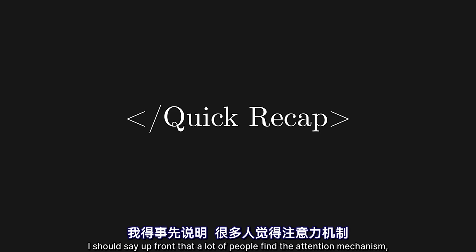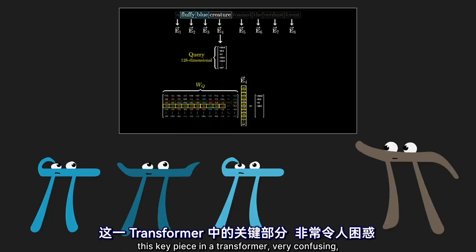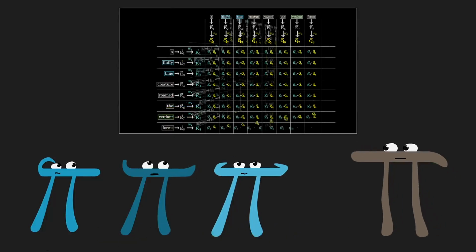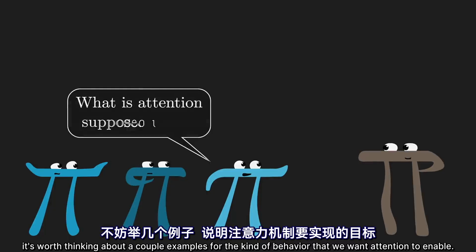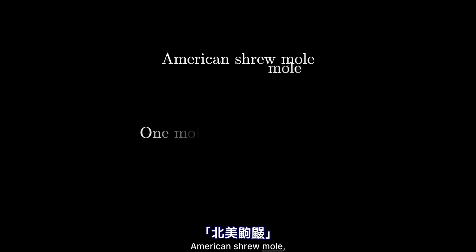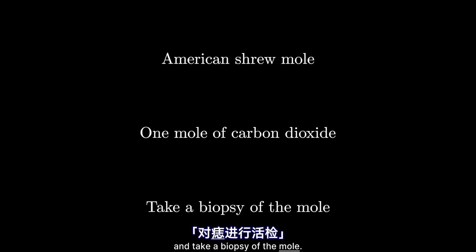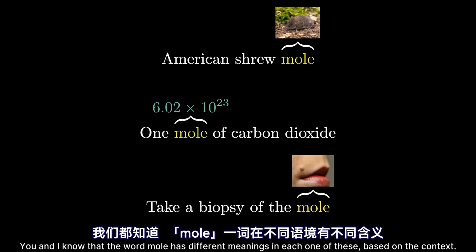I should say up front that a lot of people find the attention mechanism, this key piece in a transformer, very confusing, so don't worry if it takes some time for things to sink in. I think that before we dive into the computational details and all the matrix multiplications, it's worth thinking about a couple examples for the kind of behavior that we want attention to enable. Consider the phrases American shrew mole, one mole of carbon dioxide, and take a biopsy of the mole. You and I know that the word mole has different meanings in each one of these, based on the context.